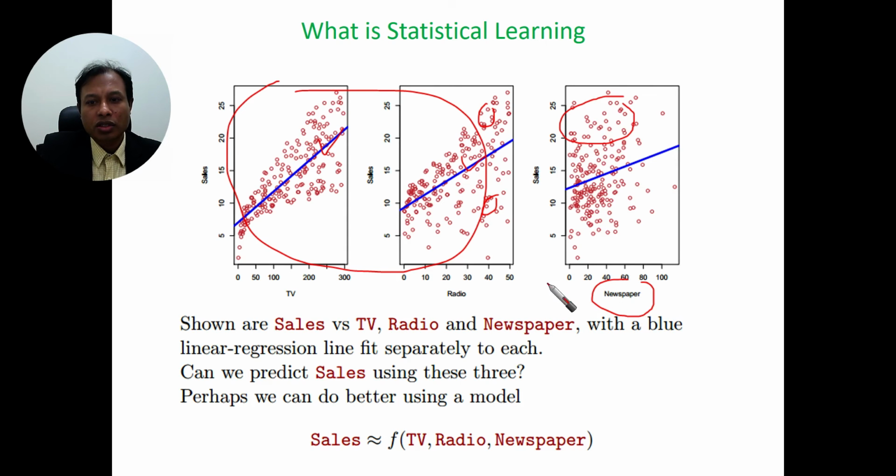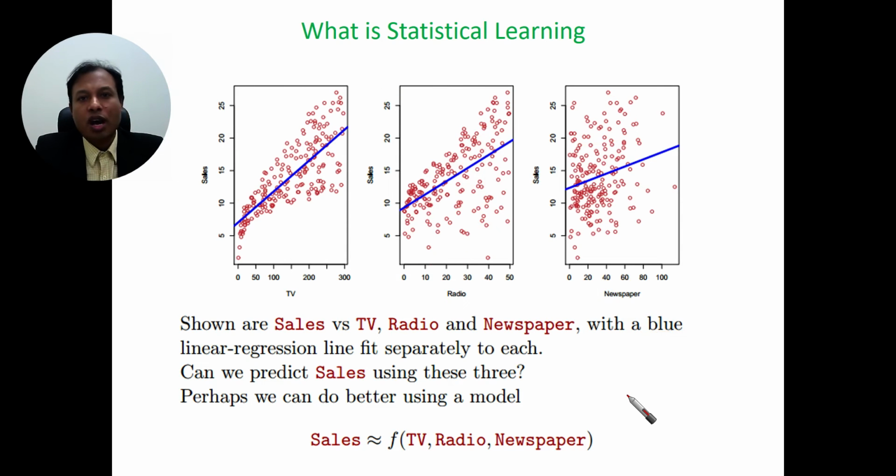So this blue line is actually what we call the linear regression line that is fitted separately to each, right? So now, can we predict the sales using these three plots? Perhaps it might be difficult, but how about if we jointly consider these three figures?